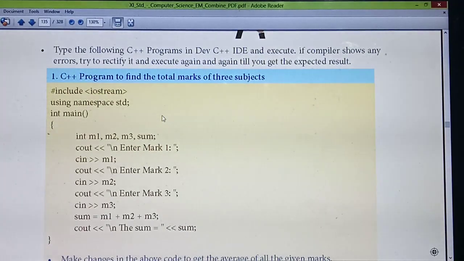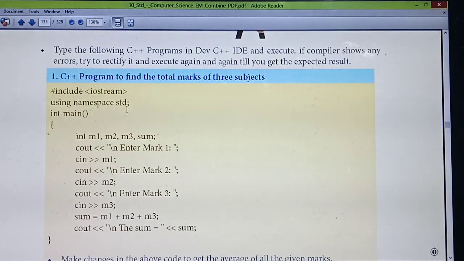You are going to write a C++ program. What's the format for writing a C++ program? First, you should mention the header file. What's the header file? #include iostream. Then, what's the second thing? Using namespace std. What's the use of iostream? All the input and output operations come under iostream. What are the input and output operations? cin and cout. That comes under iostream.